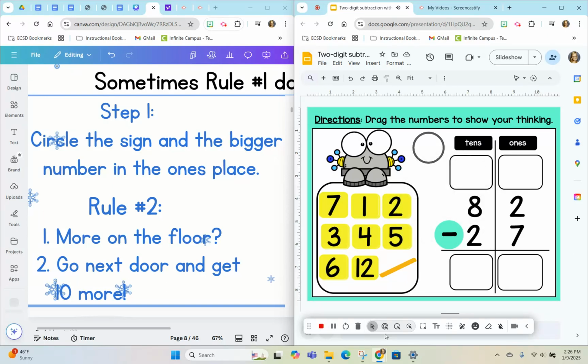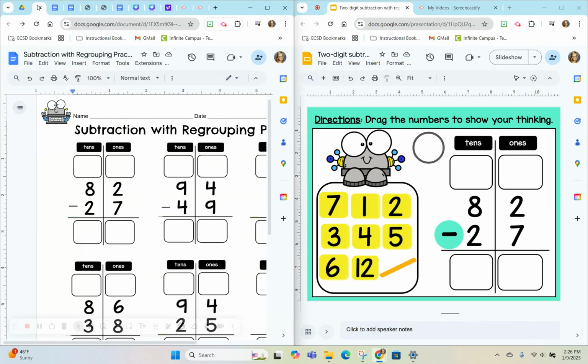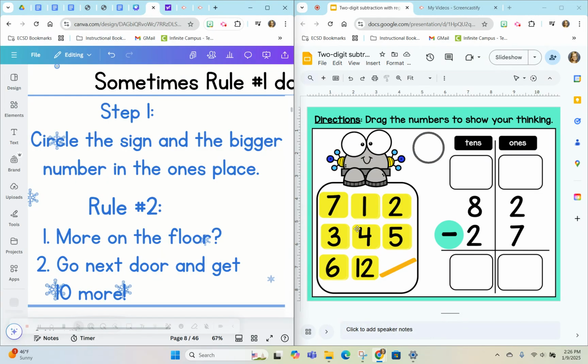All right, boys and girls. So the problems that you see on my screen right here match the problems that are on your paper. So your first problem should be 82 minus 27. See, same problem, 82 minus 27. So everything I do up here on the screen, I want you to do on your paper, okay?